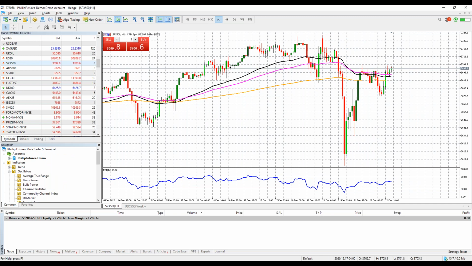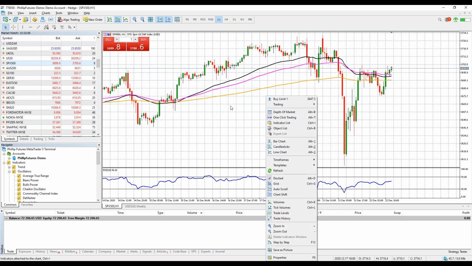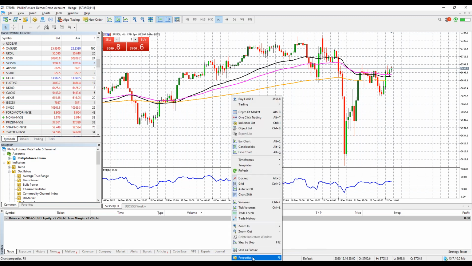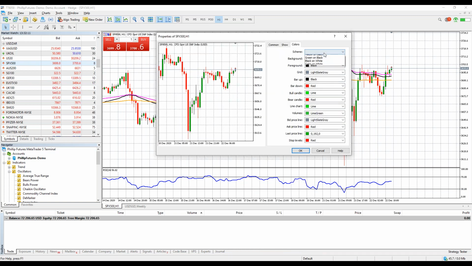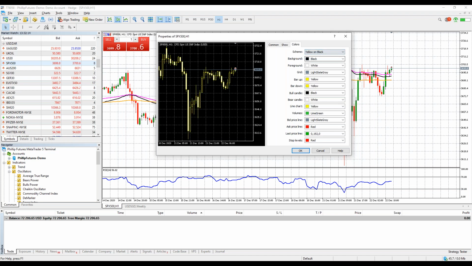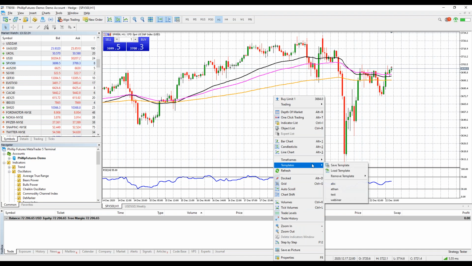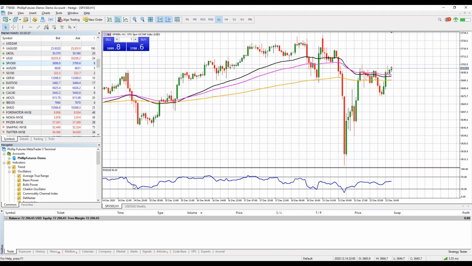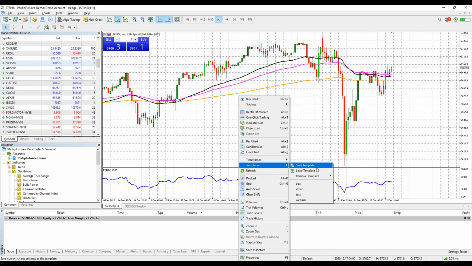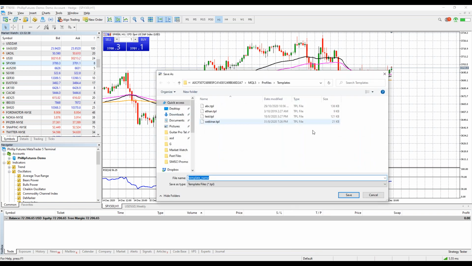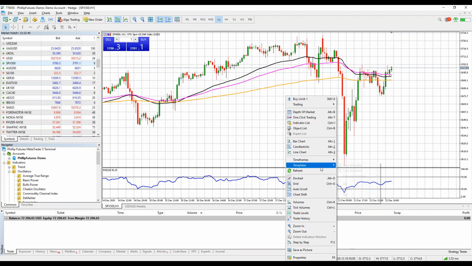So chart colors wise, very easy. You can also customize your chart by right clicking this, go to properties. You can change the background, you can change the scheme, black on white, white on black, things you want to do. You can amend your colors on your bar. If you want your bull candle to be a certain color, you can do it. Once it's done, you can save it as a template. So you can always load this template with your indicators on any chart. To save, just right click on the chart again, go to templates, save template, and if you want to load, just right click, template, load template.